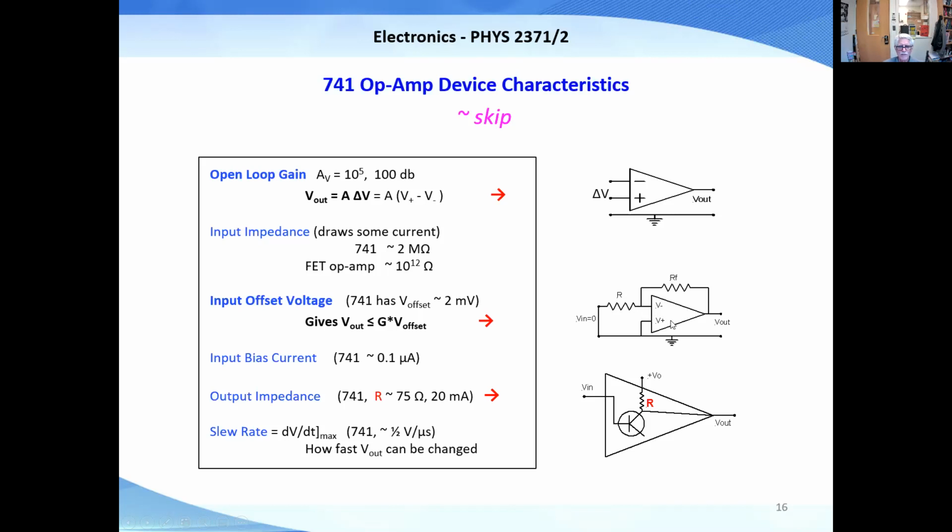It can be less than 2 millivolts, and it often is. But there's always some little amount of voltage that it looks like there's a voltage here even when you don't put anything into it. So then you get some voltage out when you don't put anything into it. Okay, just wanted to point that out.